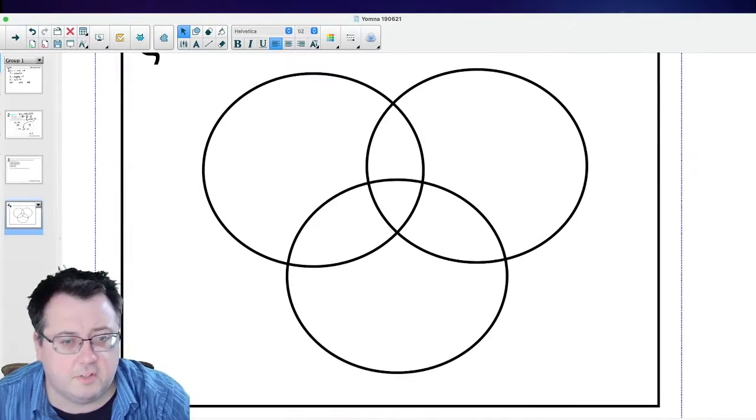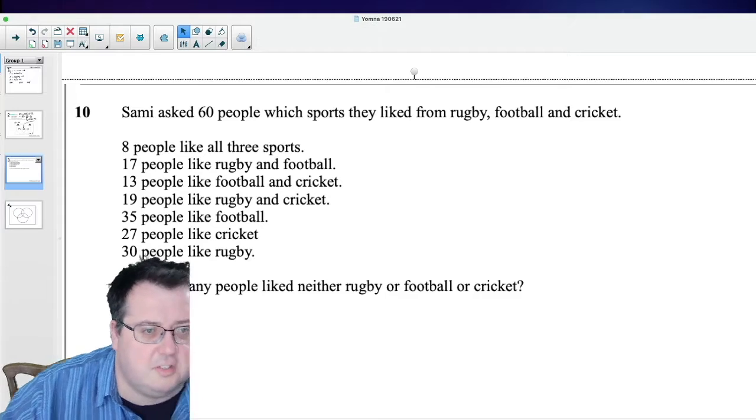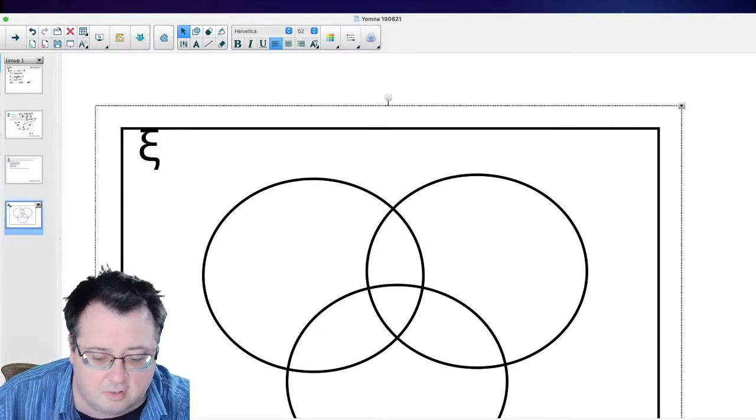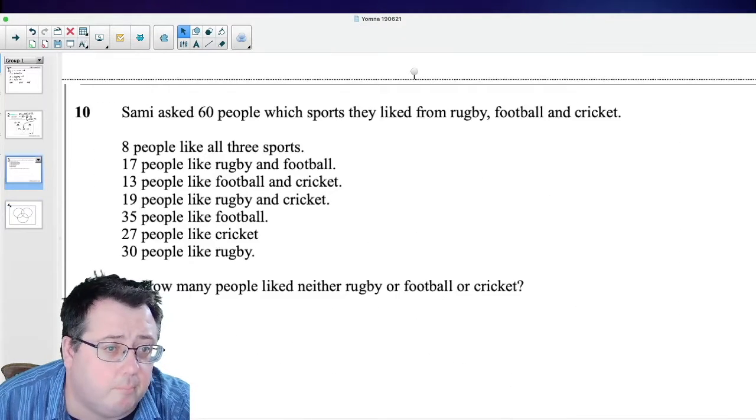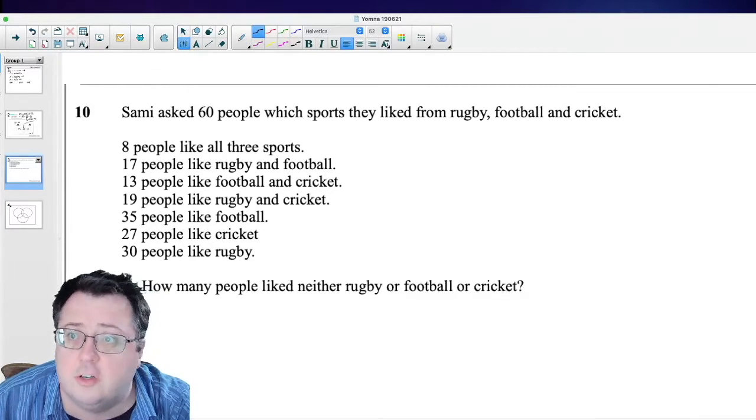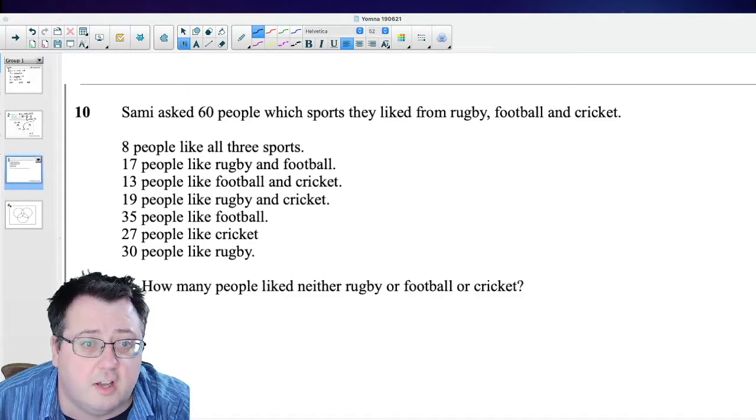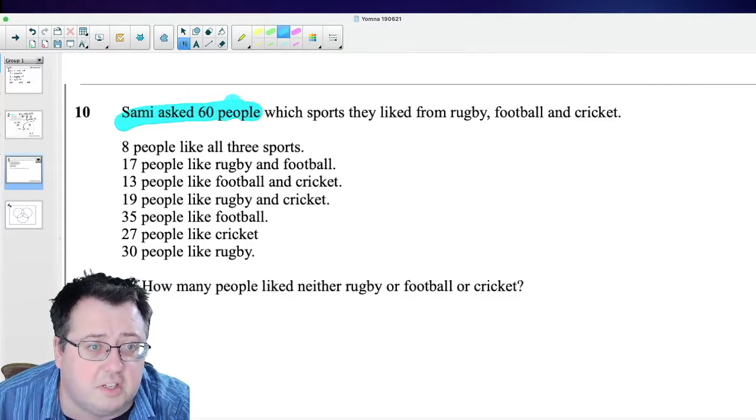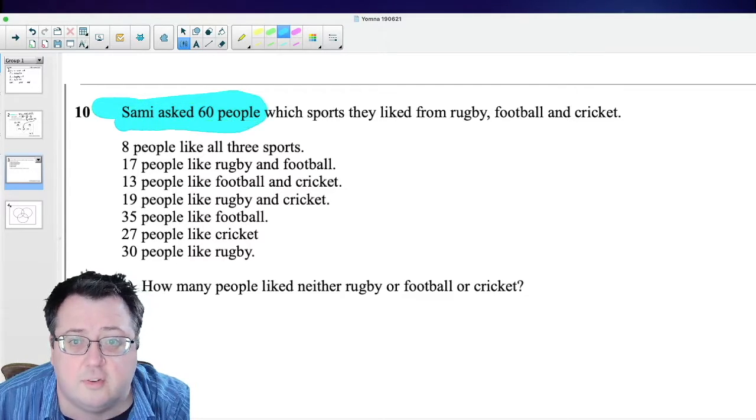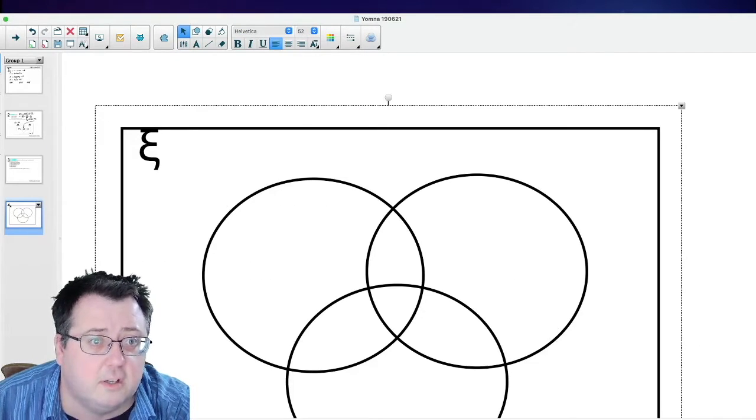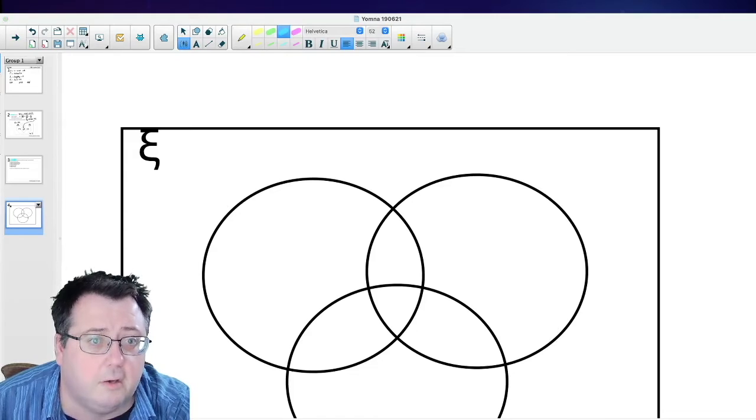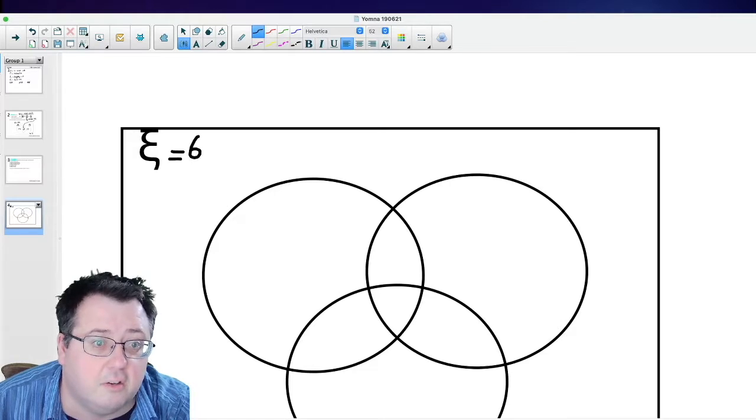Okay. So if you get a question like this, you're going to need to draw this to do the Venn diagram. Yeah? Is that alright? Okay, so let's pick out the information we've got. So the highlighter, Sammy asked 60 people which sports they liked from rugby, football and cricket. Okay? So we go back to this, and that means that the top number, the E, will be 60. Is that okay?